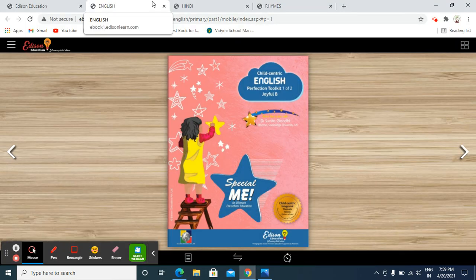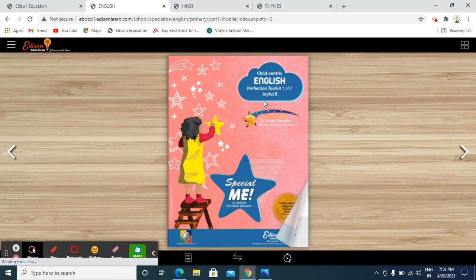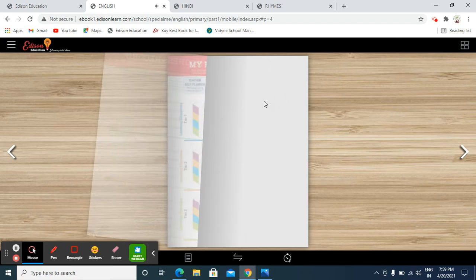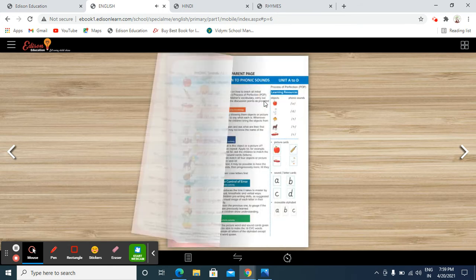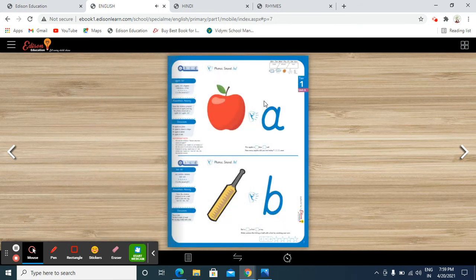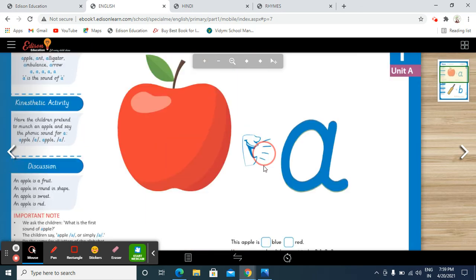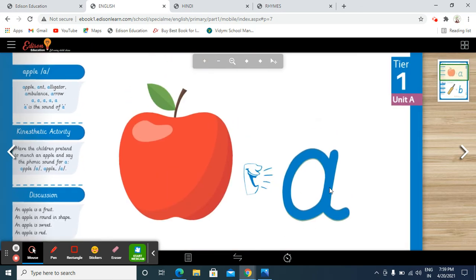First of all, you all have to open your English books. So let's open our Child Centric English Perfection Toolkit 1 of 2. This is your book. Turn the page. I hope you all remember these both letters. What is this? A, a, apple. Apple. And what was the vocabulary related to A?